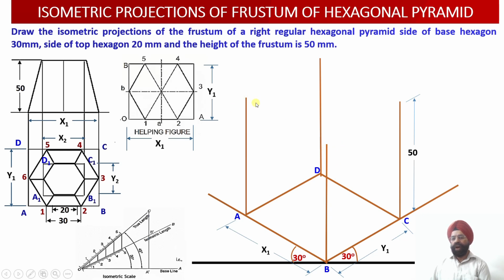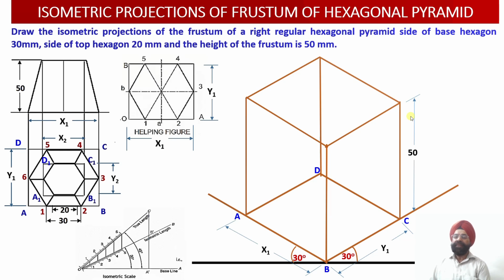Now we are going to draw isometric lines parallel to the x-axis and parallel to the z-axis so that the top face of this frustum of this hexagonal pyramid could be completed. But one thing we must notice over here, that the base corresponds to the bigger hexagon which is having the edge equal to 30 millimeter, whereas in this frustum, corresponding to the top portion of the frustum, we don't need this bigger rectangle.